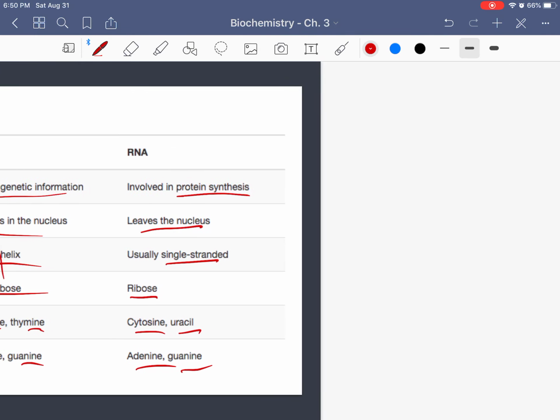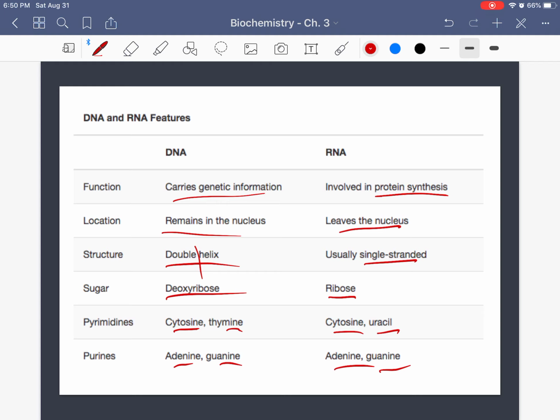All right, so that is the last of our biochemistry lecture. We've gone through all 4 macromolecules.